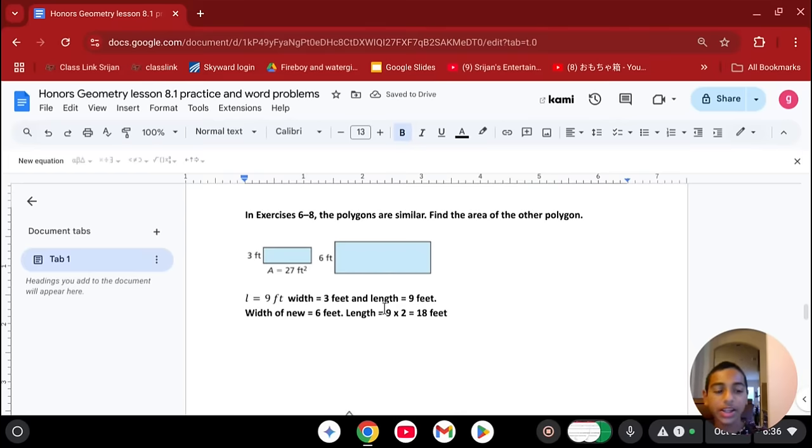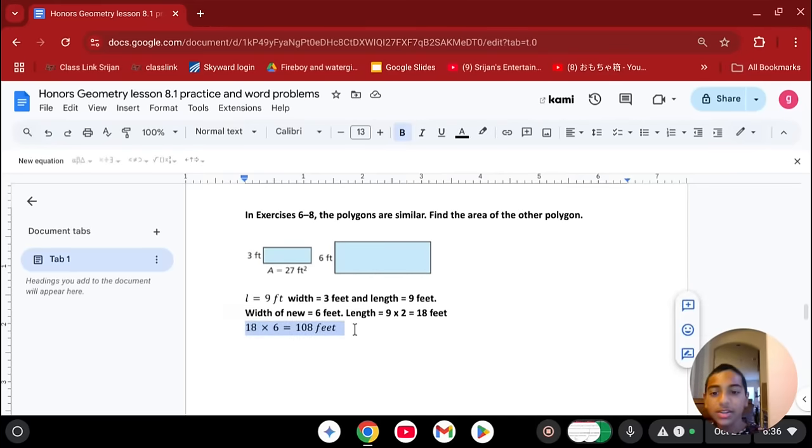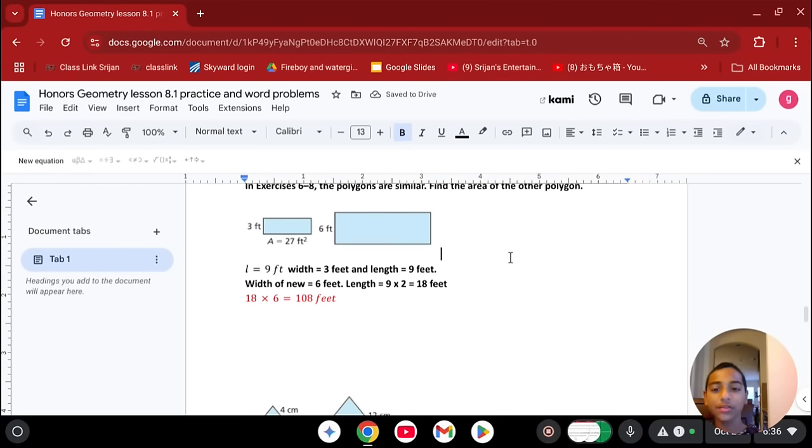Now, to figure out the area of this, we simply multiply 18 times 6, which is equal to 108 feet. So 108 is the perimeter of the new rectangle. Sorry, area, whatever. Area of the new rectangle.